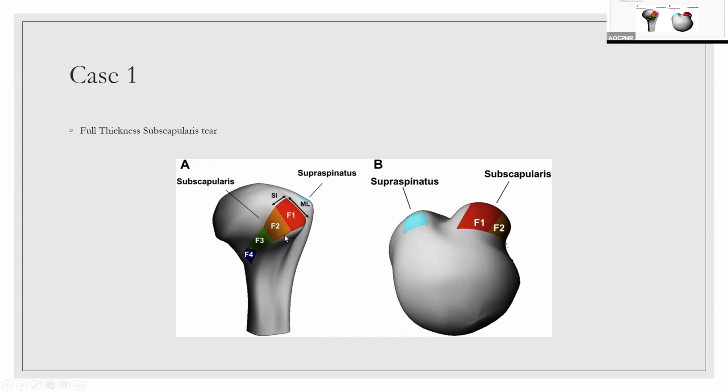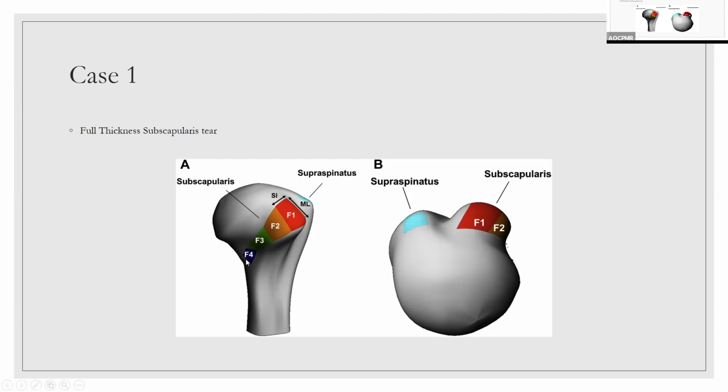So he had a full thickness tear of the F1 and F2 attachment, but there's a difference between a full thickness tendon tear and a complete tendon tear. And here's the difference. In this one, the F1 and F2 region was full thickness torn right off the bone. However, it wasn't a complete subscap tear because he still had fibers down here that were attached. He could still perform internal rotation. He still had strength. So you can have full thickness without complete.